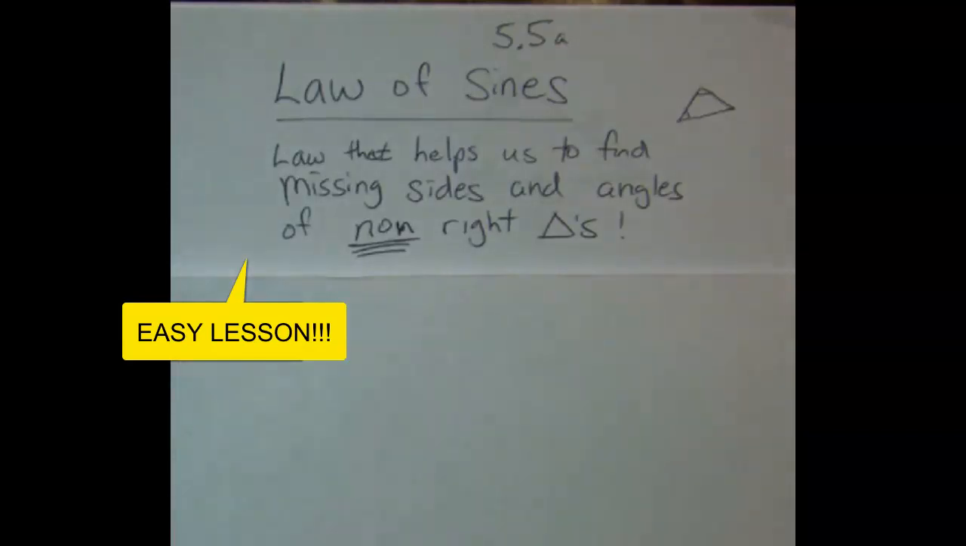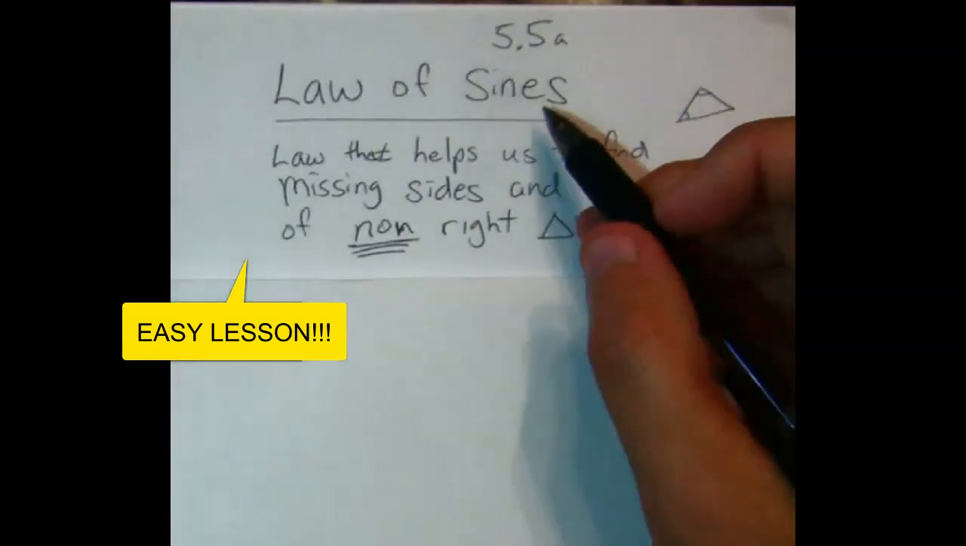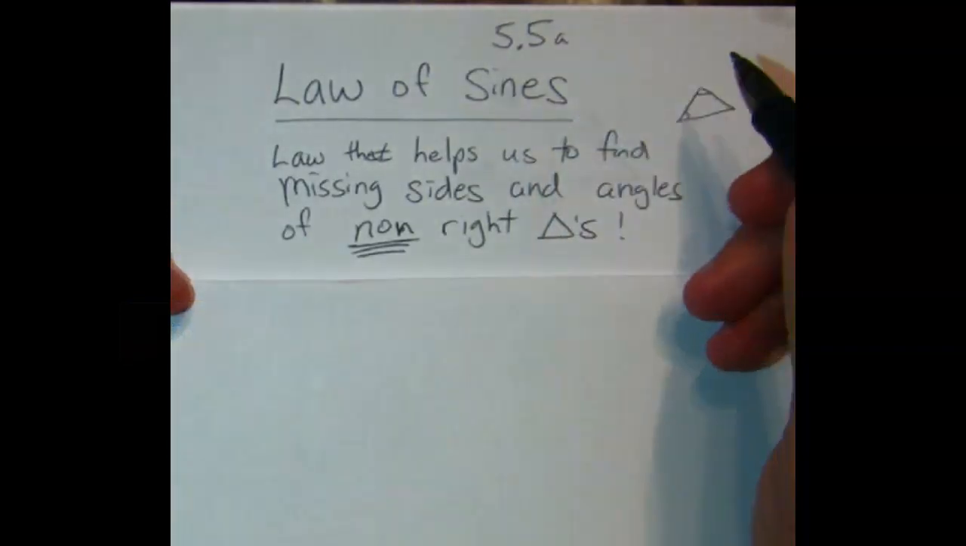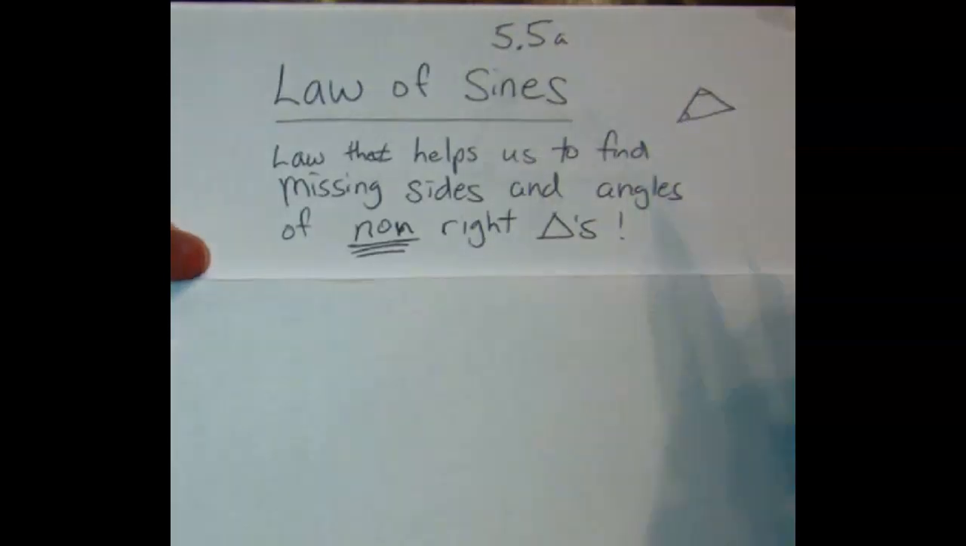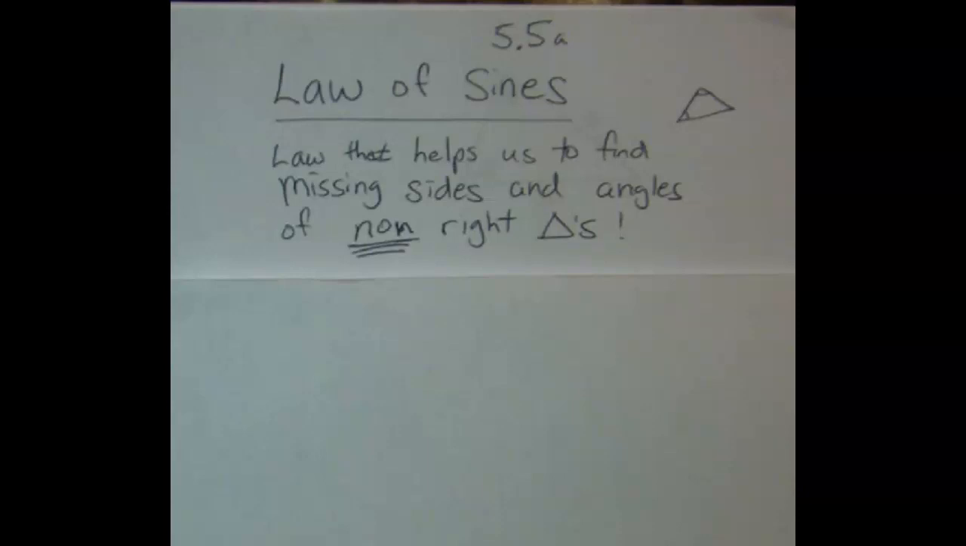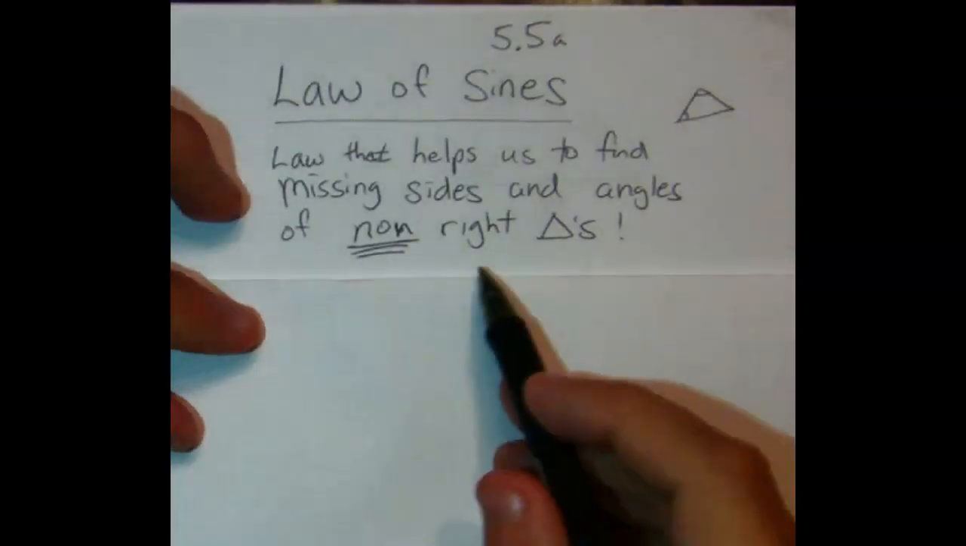Okay, our lesson today is going to begin on 5.5a, the law of sines. Now, the law of sines is derived from something that you learned in geometry and also in pre-calculus, where we talked about how we use trig ratios, sine, cosine, tangent, to help us find missing sides and angles of right triangles. Well, throughout history, mathematicians were able to use these trig ratios to help find missing sides and angles of non-right triangles.